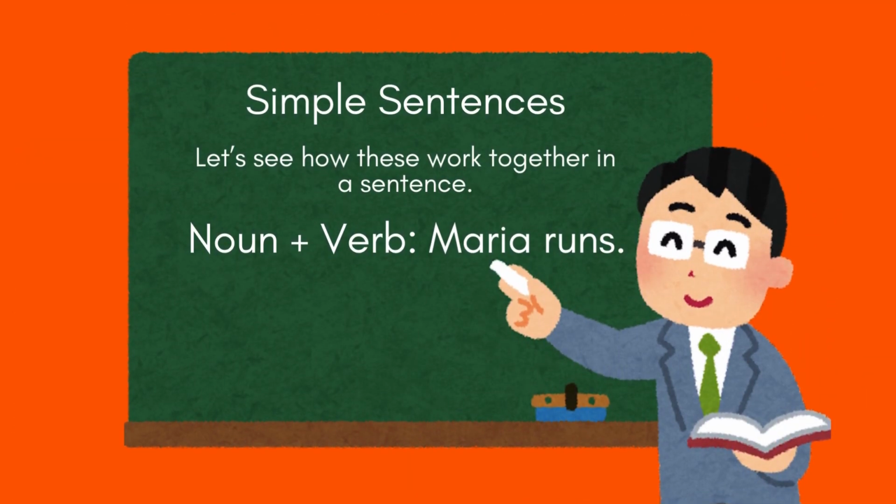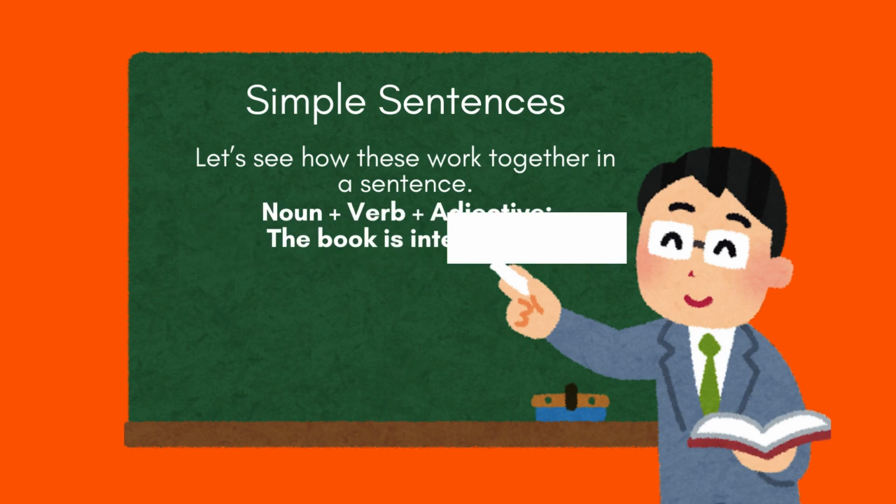Simple sentences. Let's see how these work together in a sentence. Noun plus verb: Maria runs. Noun plus verb plus adjective: The book is interesting.